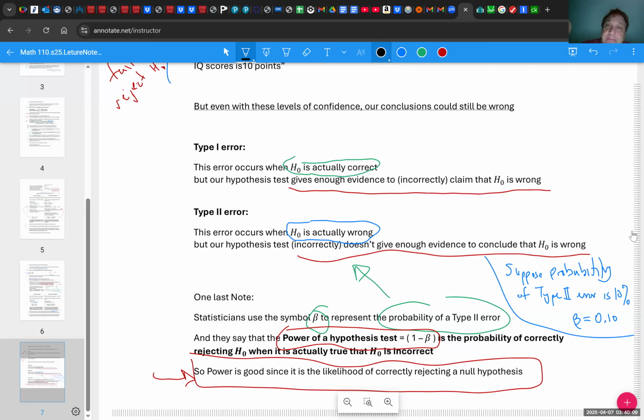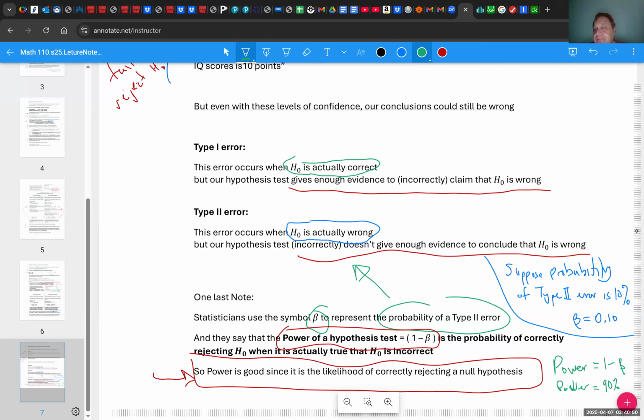So the power would just be the 1 minus thing, just the leftover part. So the power is 1 minus beta. Since the beta was 10%, the power is 90%. So we have a 90% probability of correctly rejecting a null hypothesis using this particular statistical testing method. So that's the only other thing in chapter 8 that is significant that you'll have to know to answer the homework questions and the chapter test question.